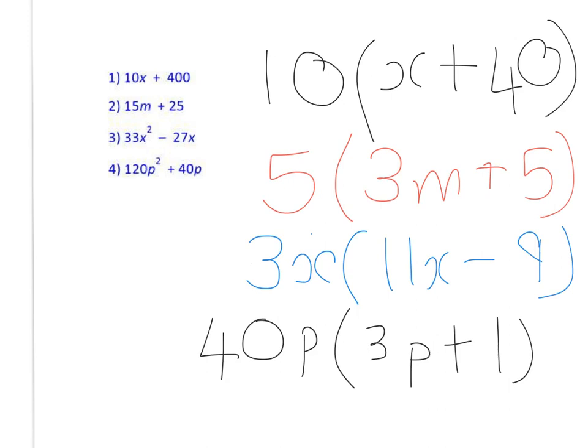Now if you don't always take the highest common factor out, check your answers. So, for instance here, check x and 40. There's no common factor between them. 3m and 5, no common factor. 11x and negative 9, no common factor. And 3p and 1, there's no common factor. So that means I must have removed the highest common factor from each term.